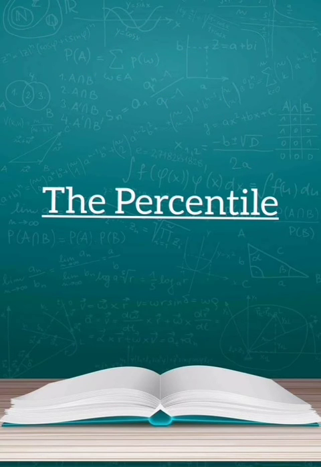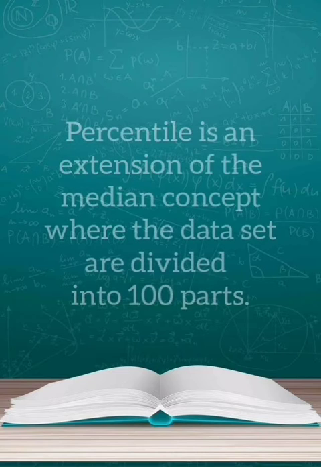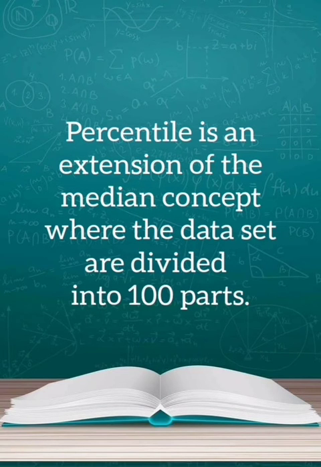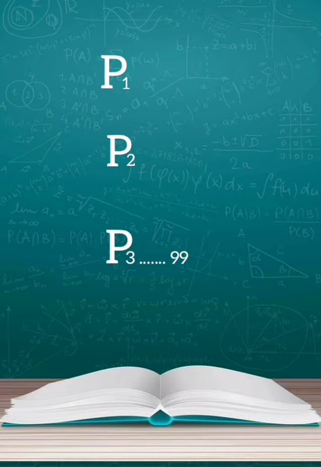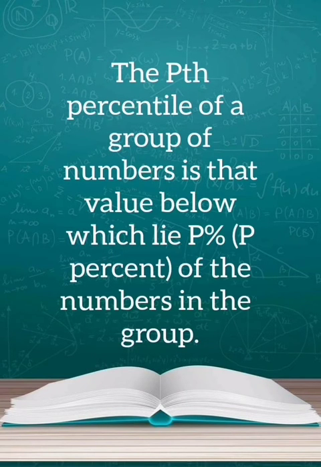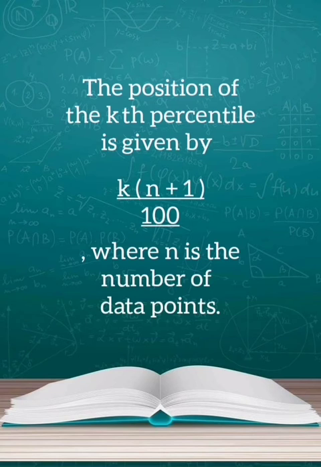The percentile. Percentile is defined as an extension of the median concept where the dataset is divided into 100 parts. These parts are called first percentile, second percentile, and third percentile, and up to 99th percentile. The pth percentile of a group of numbers is the value below which lie p% of the numbers in the group. The position of the kth percentile is given by k times the quantity n plus 1 all over 100, where n is the number of data points.